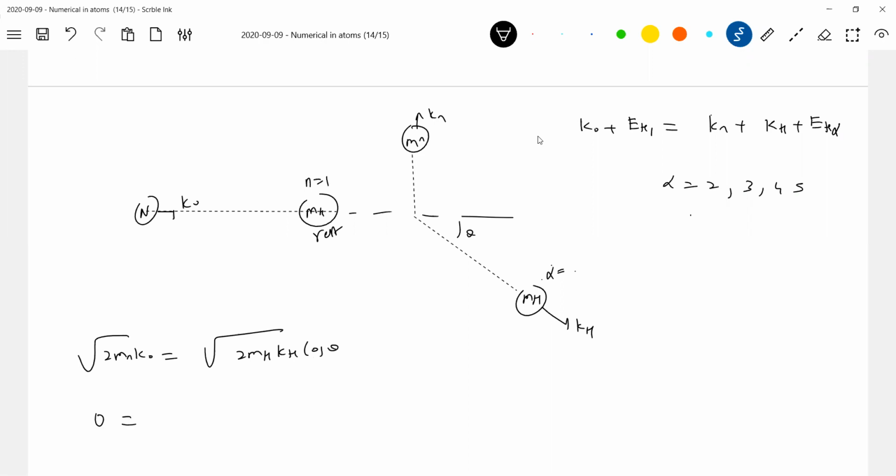Then along the y-axis, 2mn kn minus. Theta is unknown, so that can be eliminated. So depending upon this, the neutron cannot take all the values. Only some specific values are permitted.